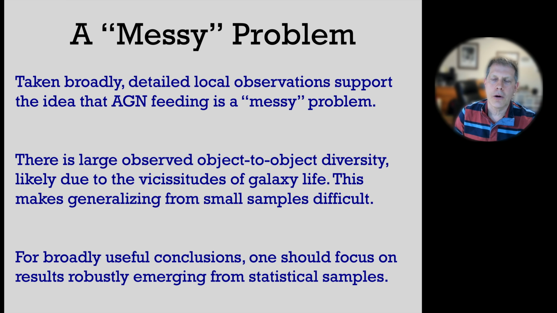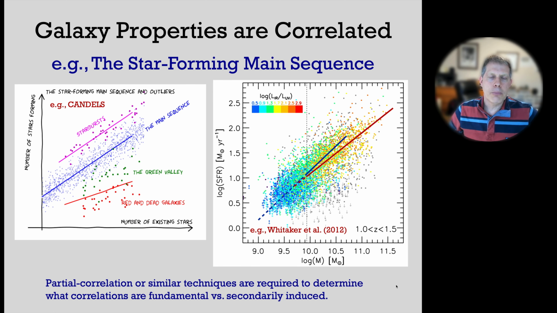I have, I think, two more key points for why this is a challenging issue to study. Another point is that, of course, galaxy properties are correlated with each other. One famous example of that is the star-forming main sequence, shown here as a little schematic and then shown here more quantitatively, which relates the number of stars forming in a galaxy, the star formation rate, to the number of existing stars, or the galaxy's stellar mass. And you can see these two quantities are strongly correlated.